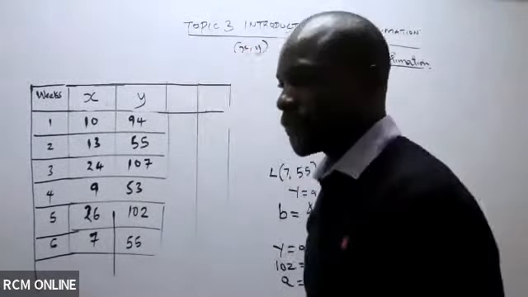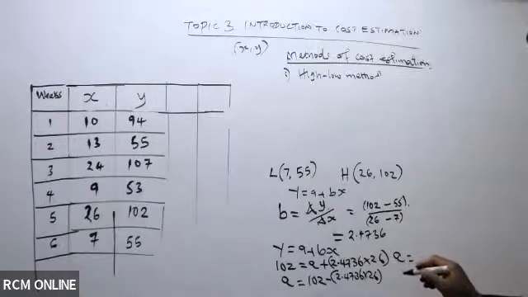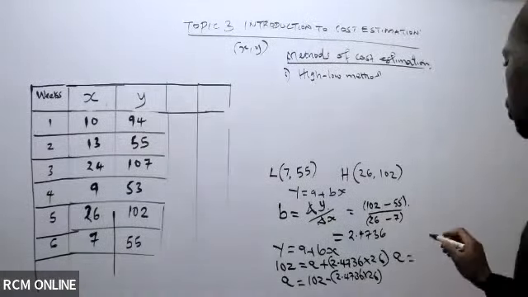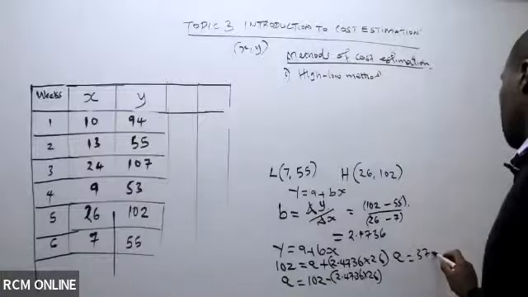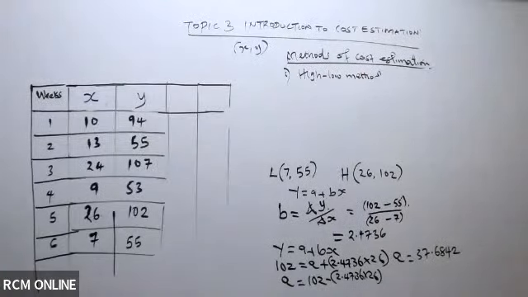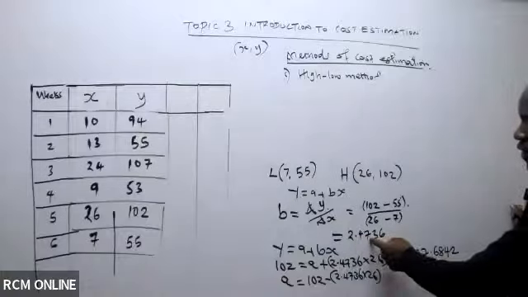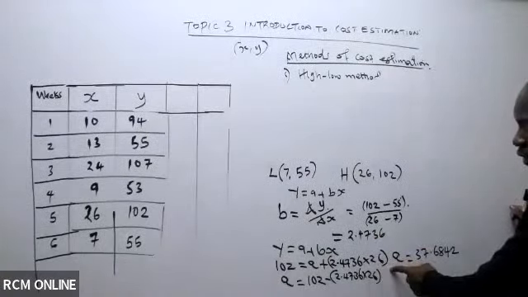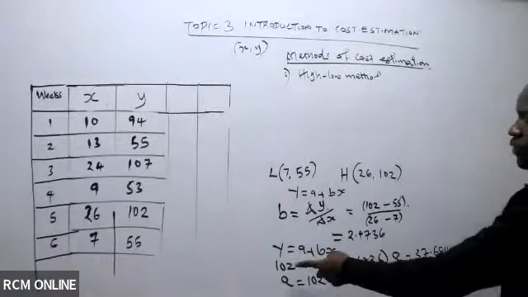The value of A? 37.6842. We have 6842, 6838. Okay, that will not change anything big, but I want us to have the same thing. I want us to maintain this. Can we have 2.4736 multiplied by 26, then deducted from 102?